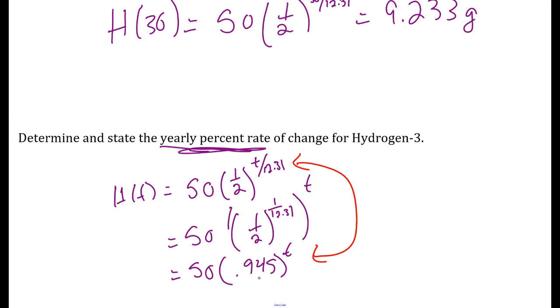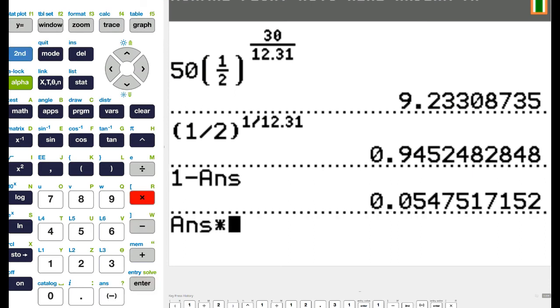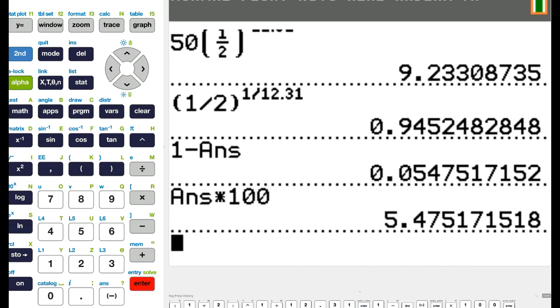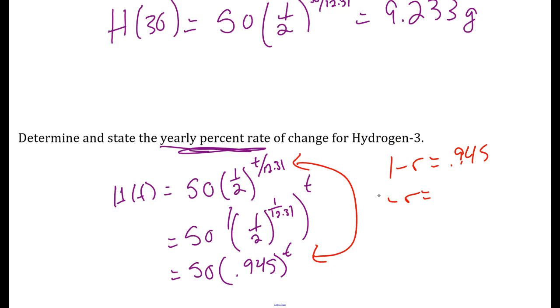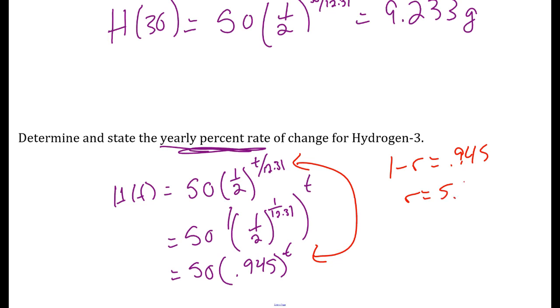So what's the yearly percent rate of change? Well, that's 1 minus my rate gives me that decimal. So how much did I lose? If I subtract that 1 over, I get 1 minus that answer. To make it a percent, I'm going to multiply by 100 because that's the rate. So I get 5.475%. R equals about 5.475. So every year, we lose about 5.475% of the hydrogen-3.